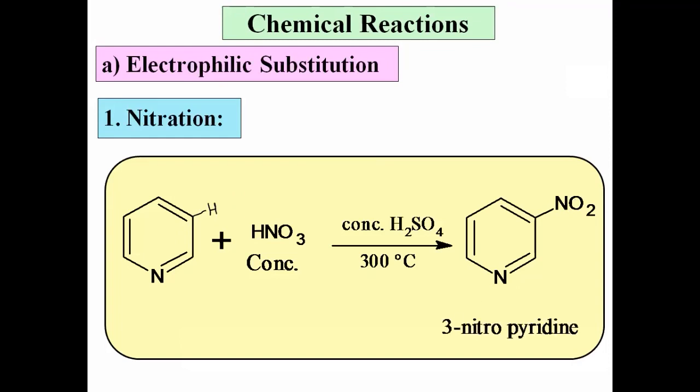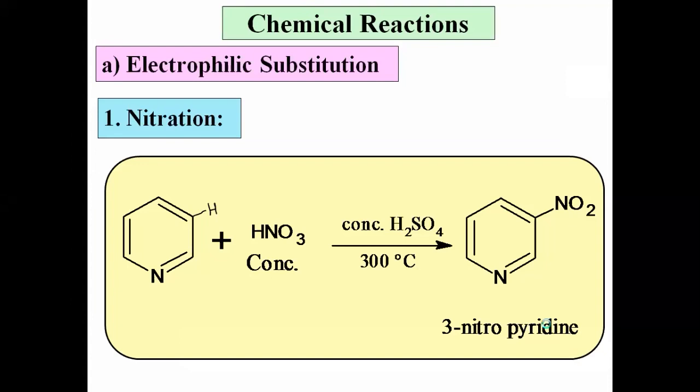The reaction is a nitration reaction. Pyridine, when treated with concentrated HNO3 in the presence of sulfuric acid, gives 3-nitropyridine. Okay, this is an example of an electrophilic substitution reaction, and it occurs at position 3.